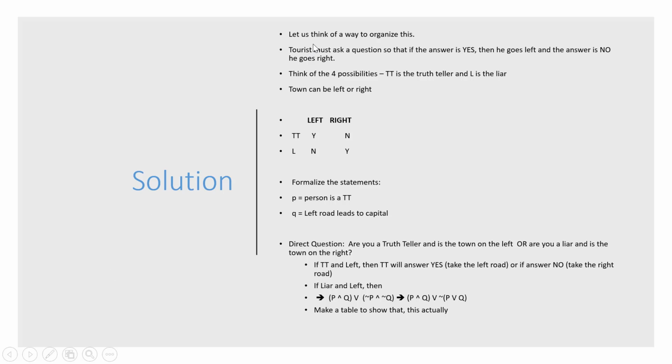So let's think of a way to organize this. Tourists need to ask a question so that if the answer is yes, then he goes left. And if the answer is no, he goes right. In other words, whatever question the tourist asks must have 2 options, regardless of whether the person is a liar or truth teller. So we have 4 possibilities.